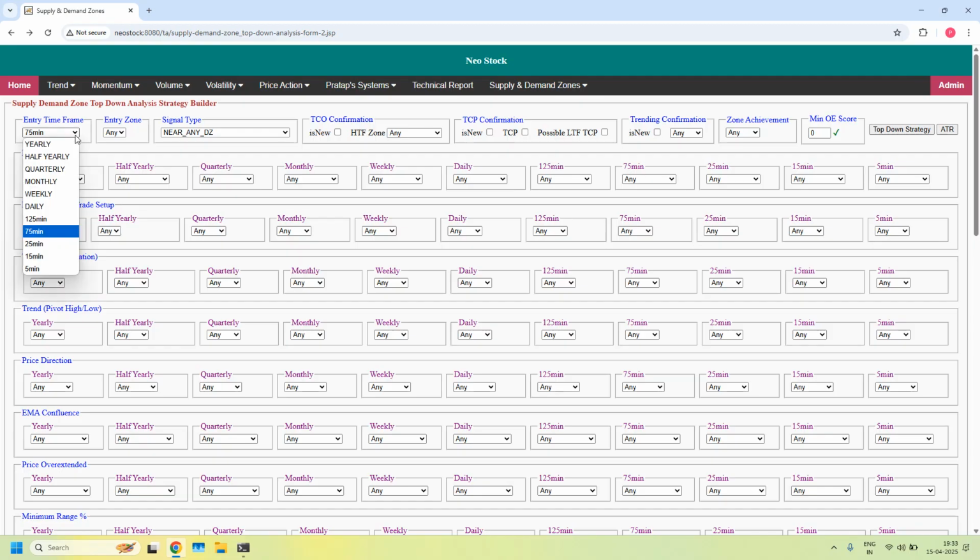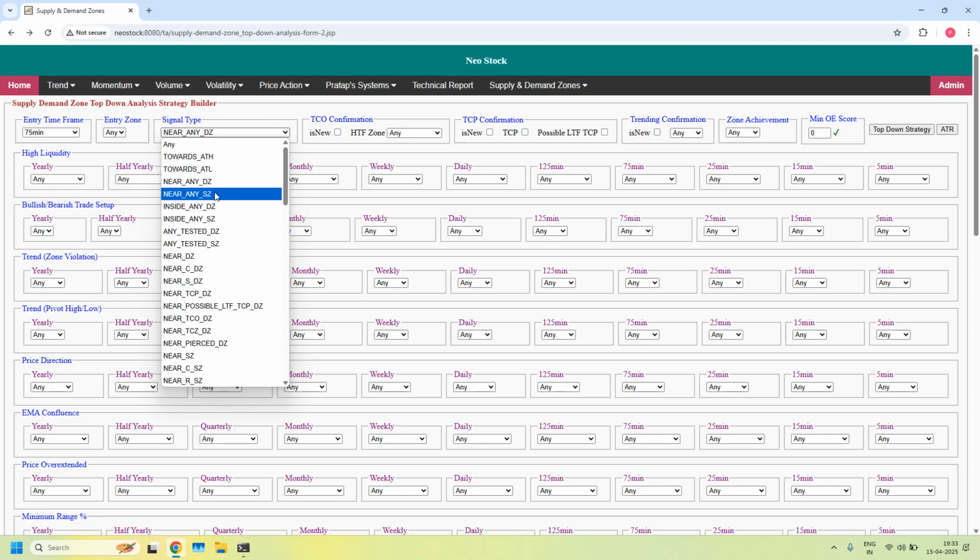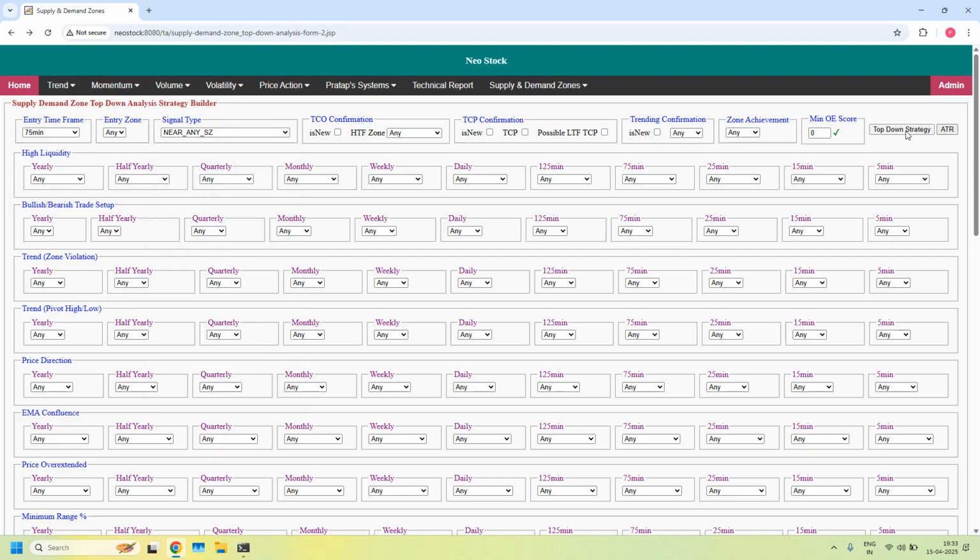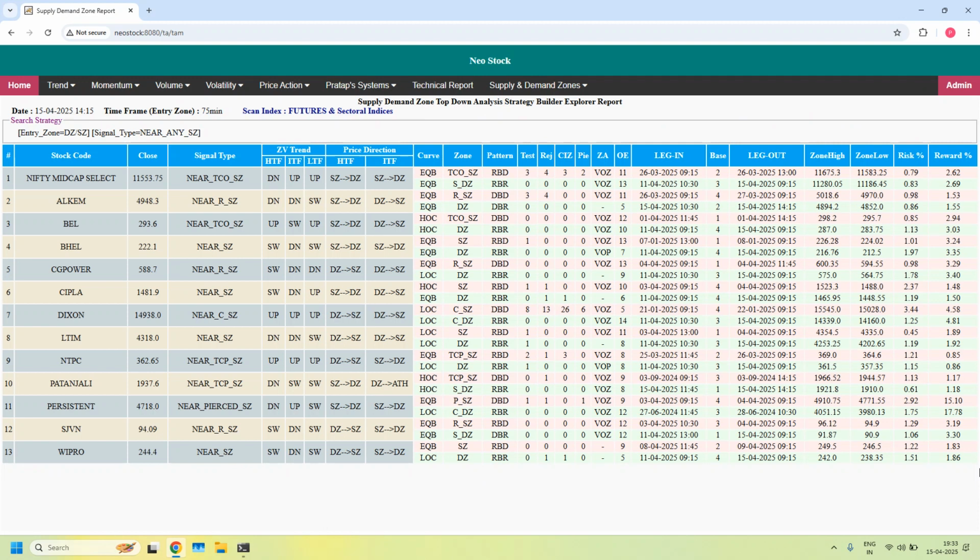For 75 minutes time frame, let us find the stocks near to the 75 minute supply zone. We got 13 stocks. Let us identify high liquidity supply zones from this list. Alchem is having a 75 minutes high liquidity supply zone. CG Power is having a high liquidity supply zone. Dixon is a pierced zone, you can't use it, because 6 times it is pierced.